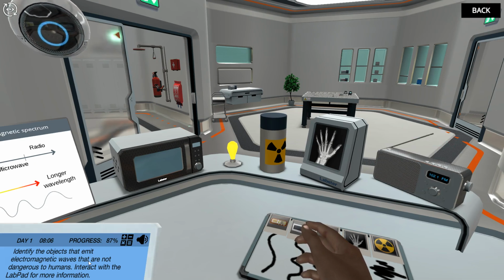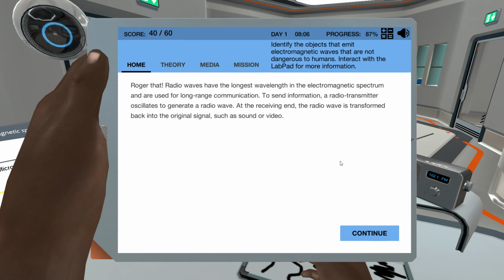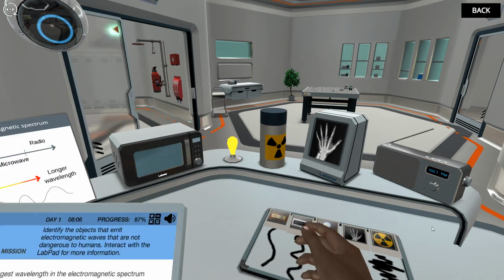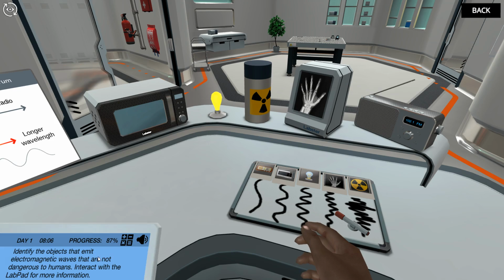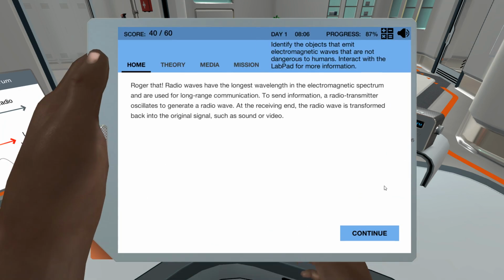Roger that. Radio waves have the longest wavelength in the electromagnetic spectrum and are used for long-range communication. To send information, a radio transmitter oscillates to generate a radio wave. At the receiving end, the radio wave is transformed back into the original signal, such as sound or video.